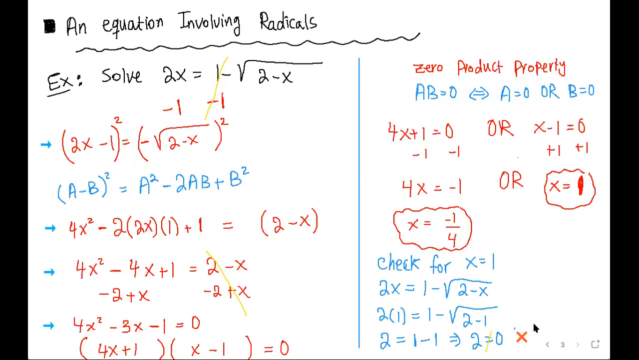So x equal 1 is not a solution. Okay? You plug in the 1, you check the right hand side and the left hand side. The left hand side, 2 times 1, is 2, and 1 minus the square root of 2 minus 1 is 1 minus the square root of 1, which is 1. So 1 minus 1 is 0. So 2 is not equal to 0. So this is not a solution. Now you check for x equal minus 1 over 4.